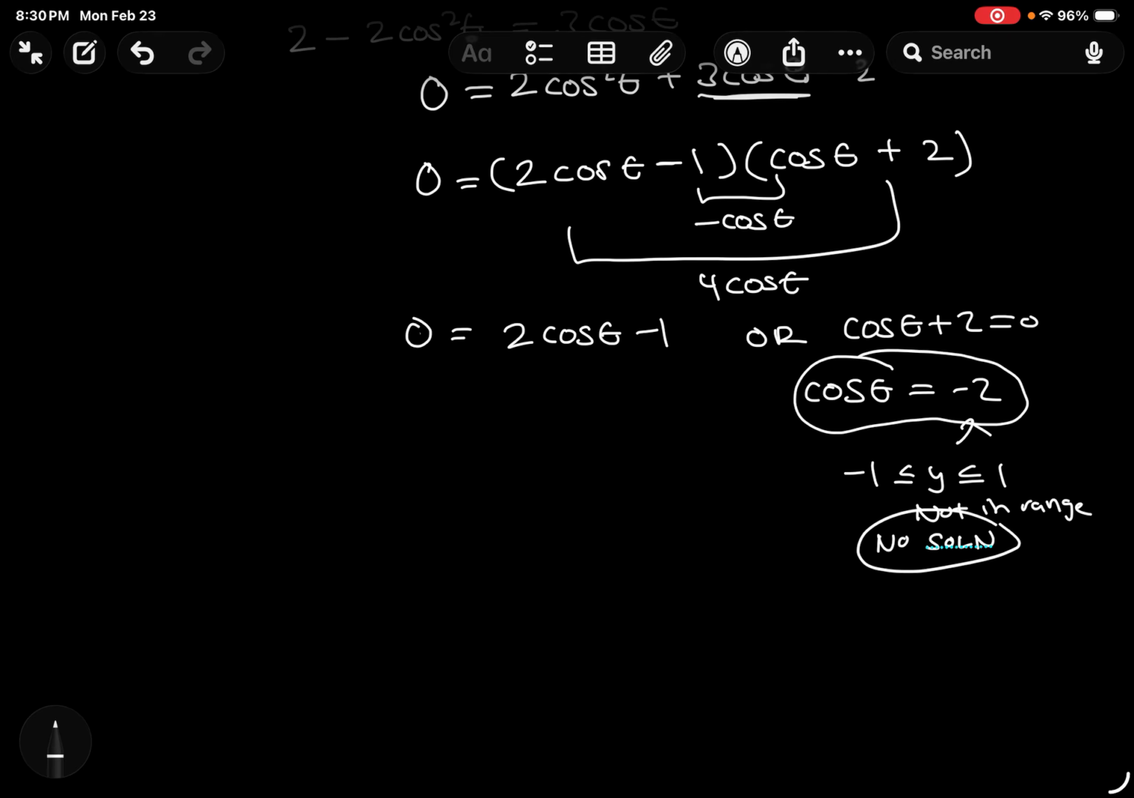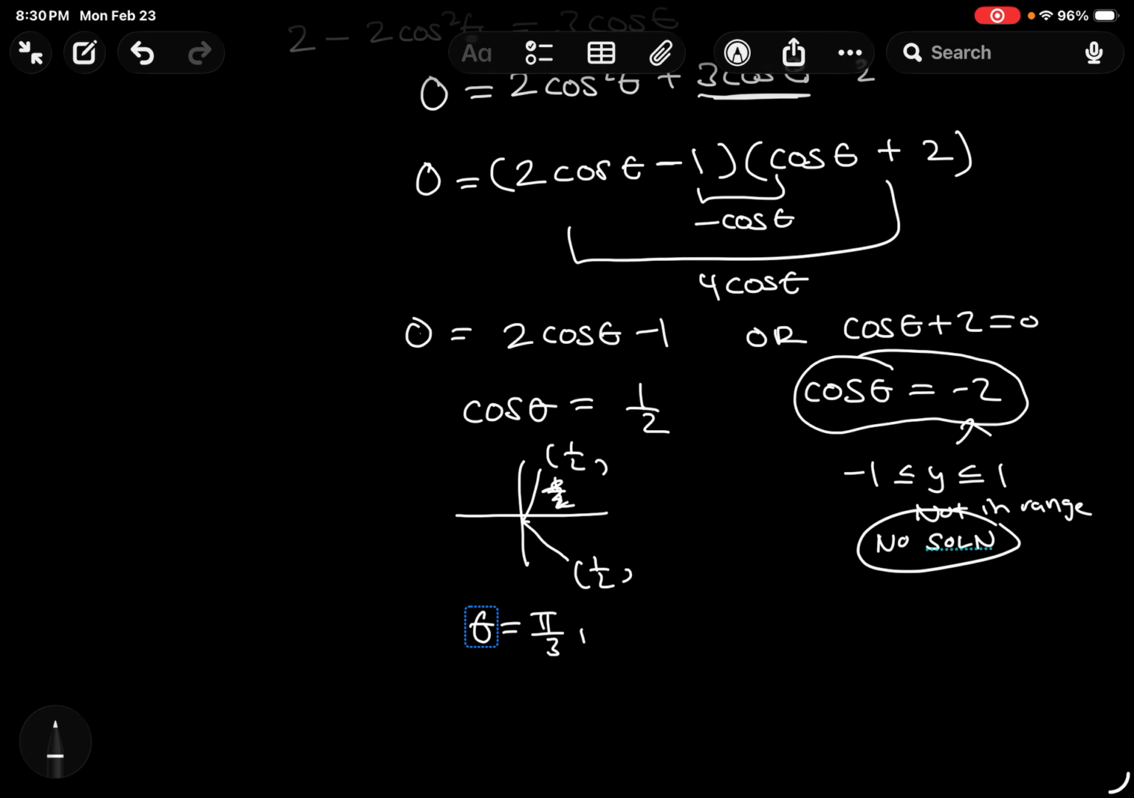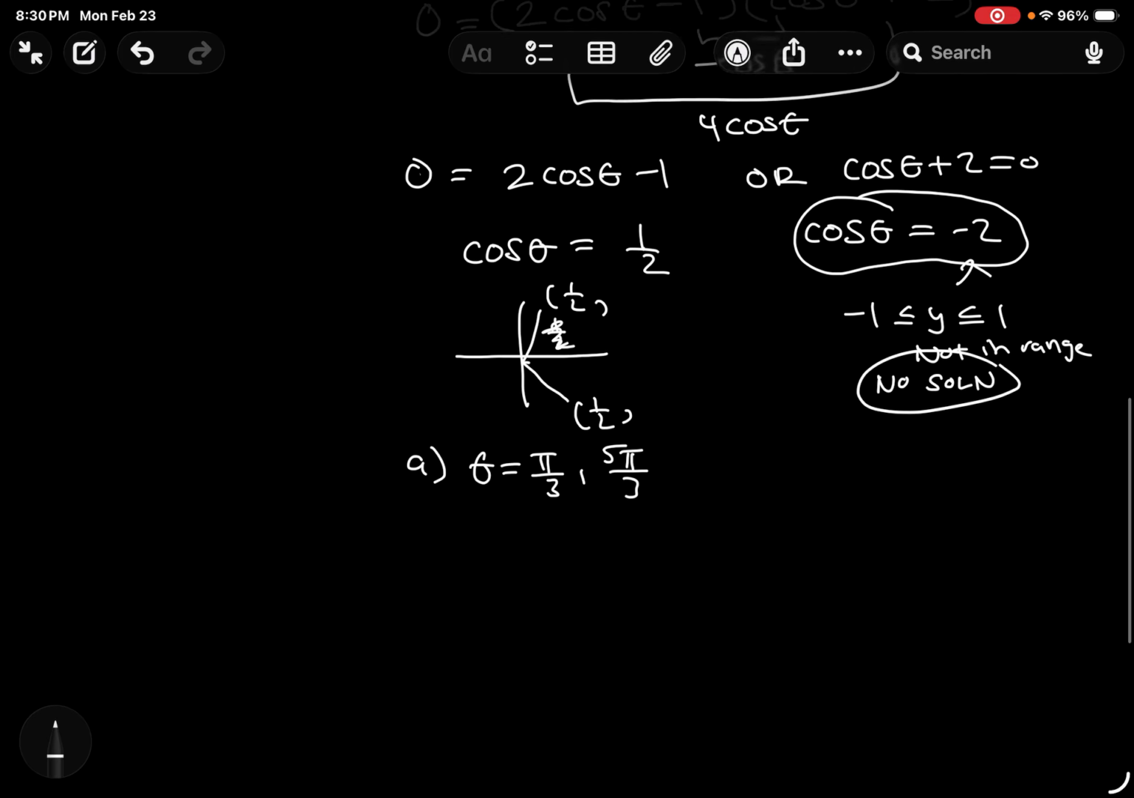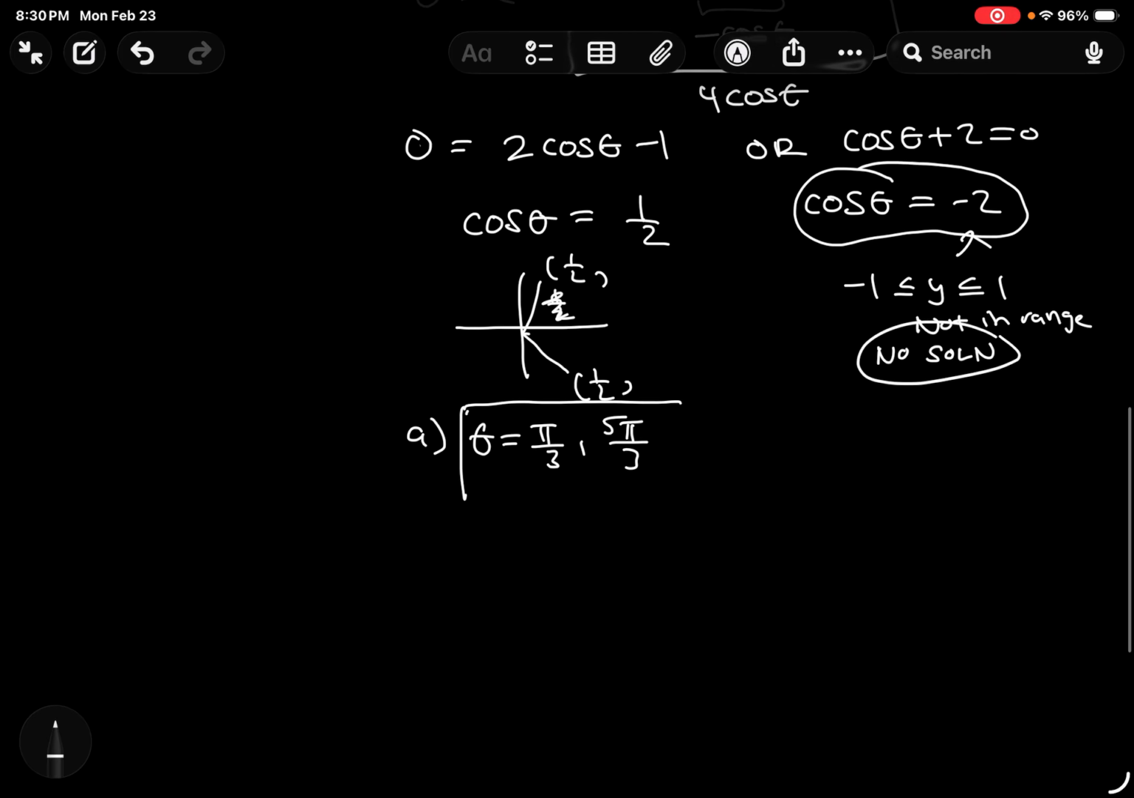All right, but over here, clearly if we isolate cosine theta, we're going to get 1/2. And for this, on the unit circle, the smaller value of the right triangle here is 1/2, and then also over here there's 1/2. And those angles will be pi over 3 and then 5 pi over 3. Okay, so there's the first set of answers for the solutions in the interval from 0 to 2 pi.